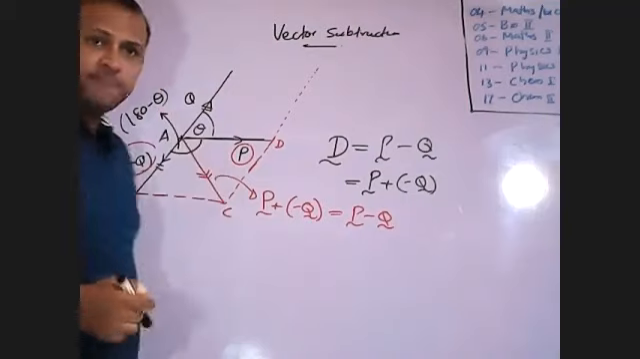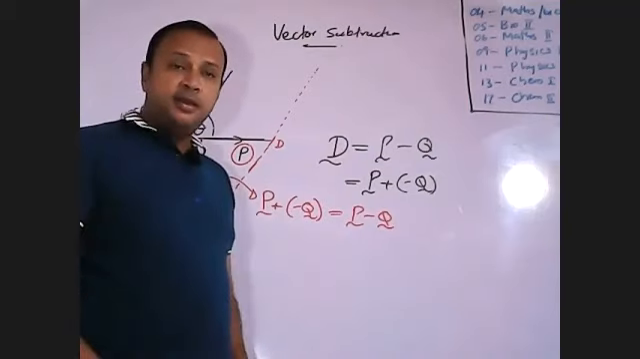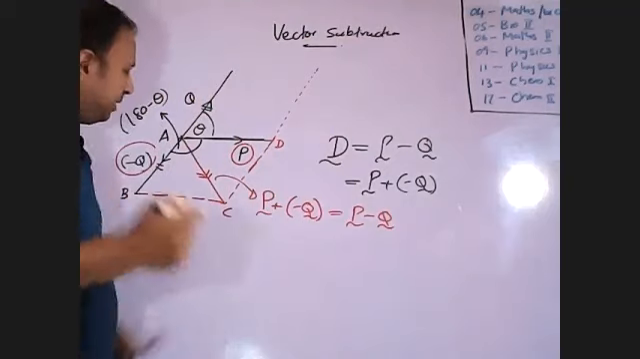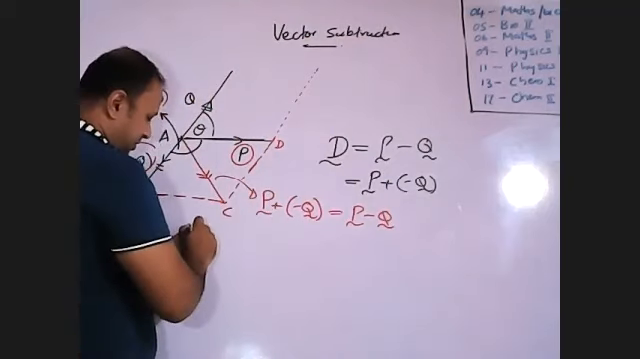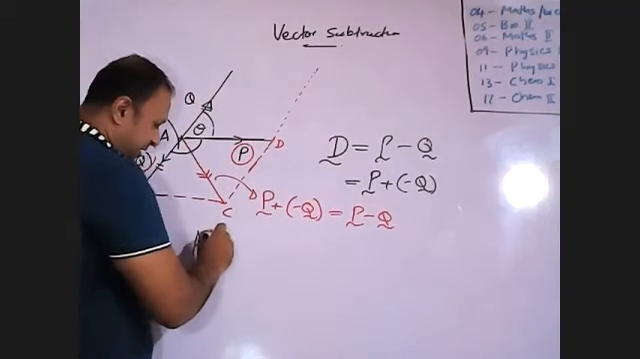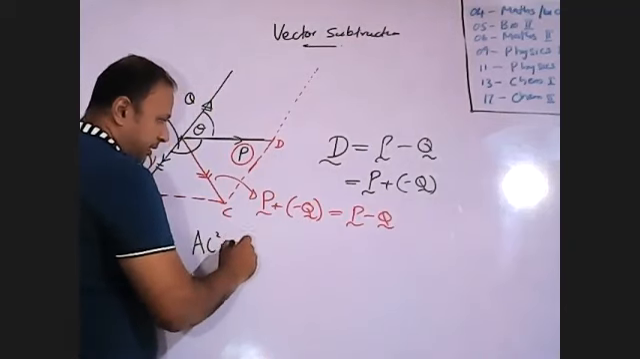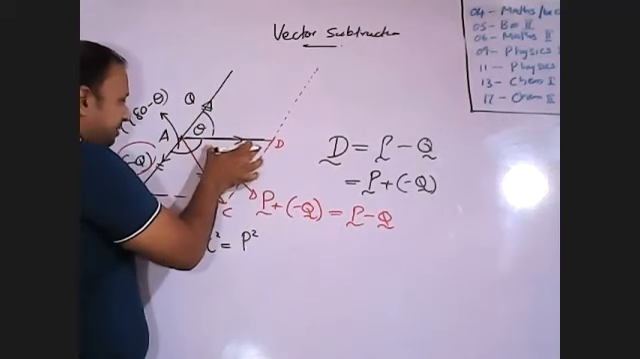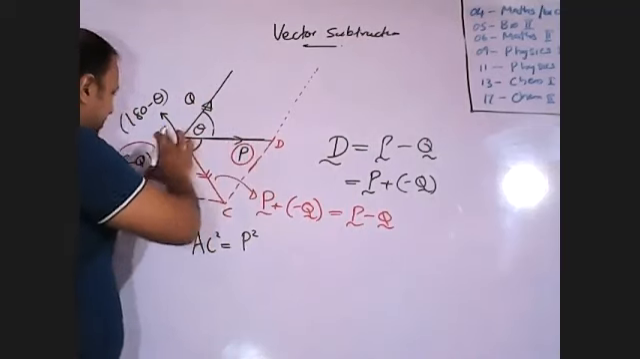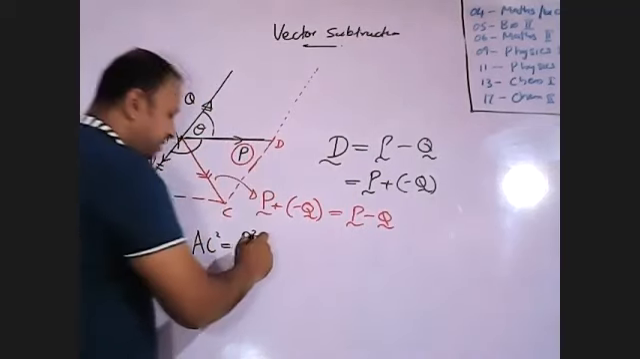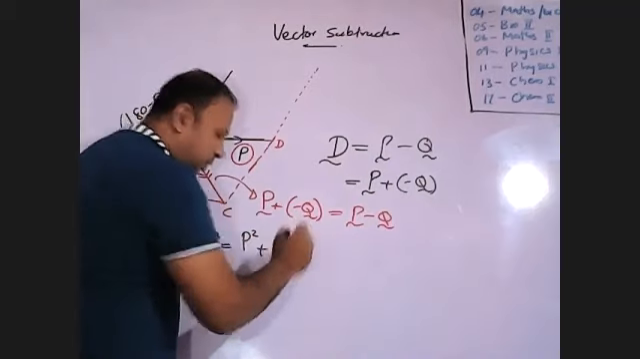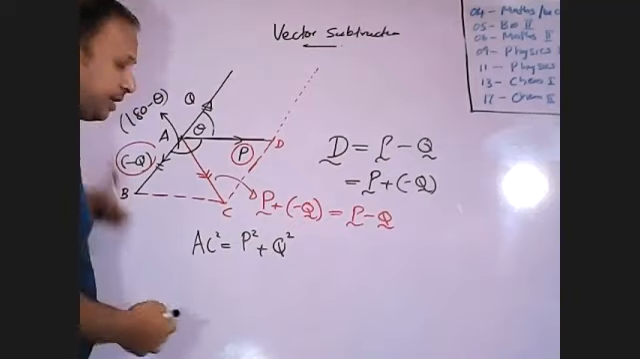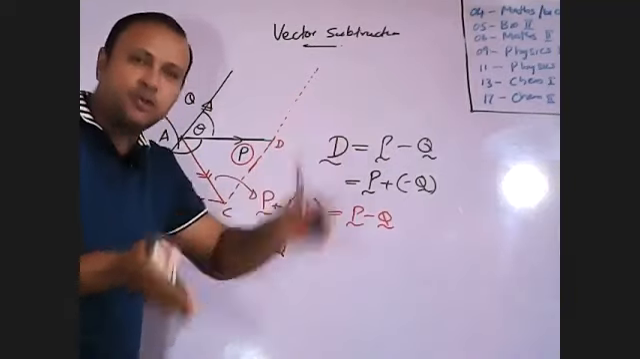Then I can apply the vector parallelogram equation. Vector parallelogram equations mean AC squared is equal to P squared plus, this is the vector AD, its length squared, plus BD length, BD length means Q, squared. Although this is the minus Q vector, the length is Q. Length is equal to Q.